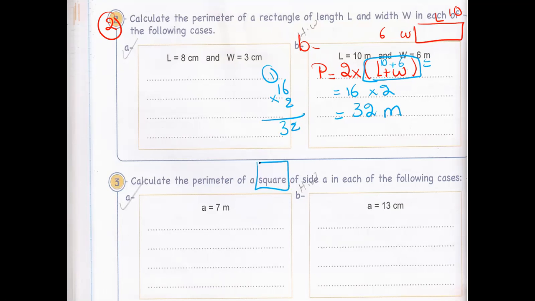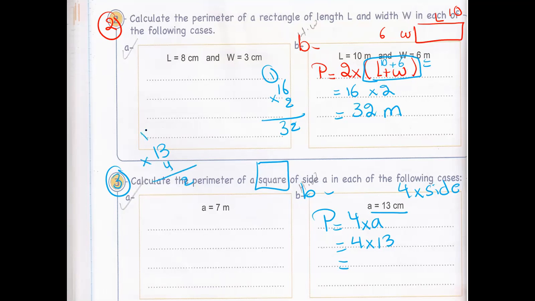Now the square. Parameter of a square, also part B. Parameter of a square is 4 times A, or we can write 4 times side. A is the length of the side. Okay? We wrote 4 because we are repeating the same number 4 times. It has 4 equal sides. 4 times. The length of this side is 13. So we multiply 4 by 13. So instead of adding 13 4 times, we multiply it by 4. 4 times 3, 12. 4 times 1, 4 plus 1, 5. So 52. What is the unit? Centimeter. Okay? Just pay attention to the rules.